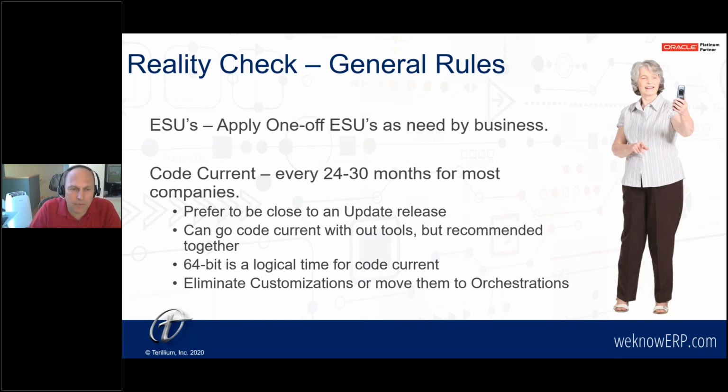One thing that's also coming up, and we'll talk about this next week, Thursday, is 64-bit is also a logical time for code current. There's going to be some ESUs in the 64-bit you're going to install. There's going to be some retrofitting. At that point, if you're going to do full-on testing, it might make sense to go code current. Additionally, it also might mean it's time to look at your hardware, OS levels, all that stuff. So your 64-bit upgrade may be a relatively larger project than you may have initially anticipated. One of the things, if you can eliminate customizations and move them to orchestrations, that's going to help make code current go easier because you're not going to have to retrofit those each time.